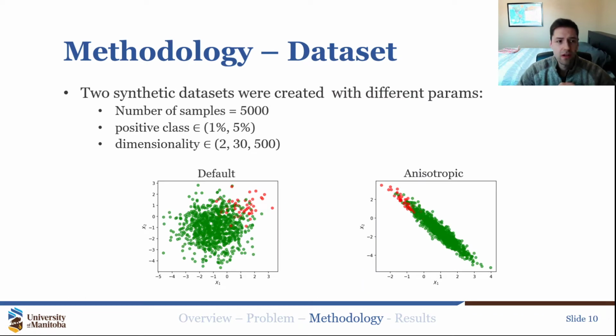So for the methodology, as we were trying to test our implementation, we looked at 2 synthetic data sets with different training parameters, just to consider different types of data sets that this can tackle. The number of samples we kept at 5,000 points. And then we played around with different positive classes, where the positive class percentage, let's say the red nodes here, represented either 1% of the total points or 5%. So that would be like 50 points, or 50 times 5 in the case of 5%.